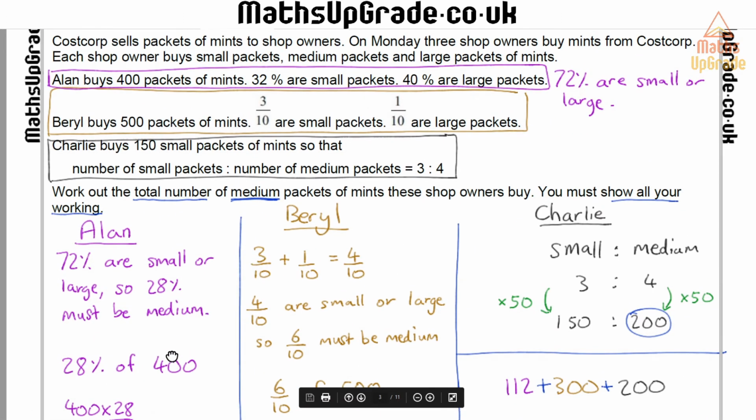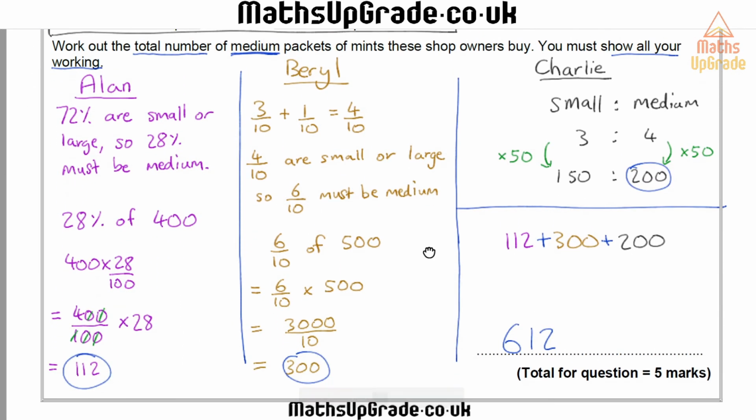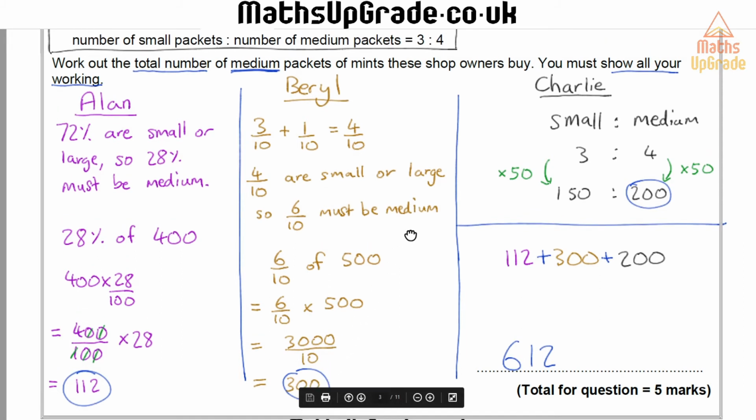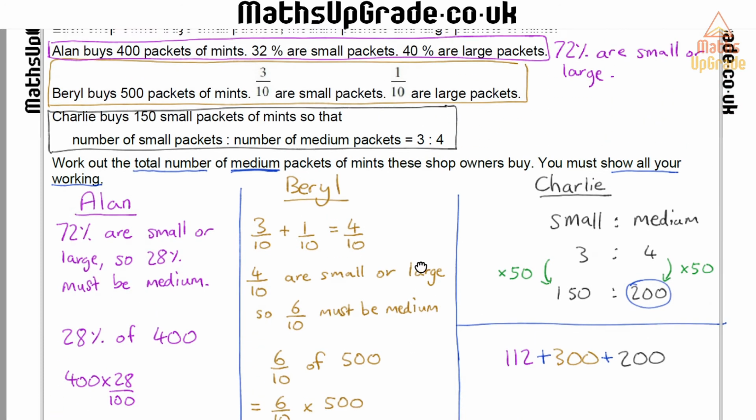For Beryl, I'm told that 3/10 of her 500 packs of mints are small, and 1/10 of the 500 packs are large. So what's left out of this 3/10 and 1/10? Well, that means 4/10 are small or large. That means 6/10 must be medium. So I need to find 6/10 of 500. 6/10 of 500 is the same as 6 times 500 divided by 10. So I can just do 3000 divided by 10, which is 300. So Beryl buys 300 medium packs of mints. Now for Charlie.